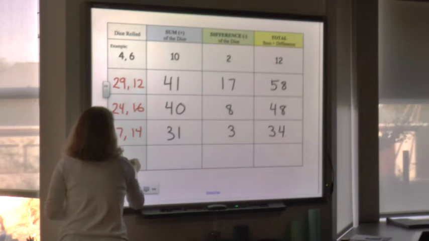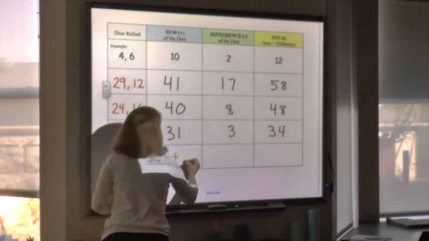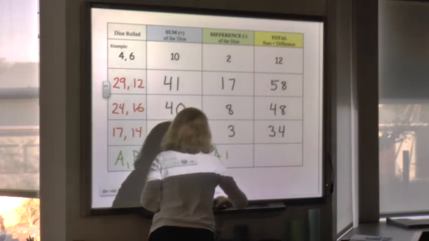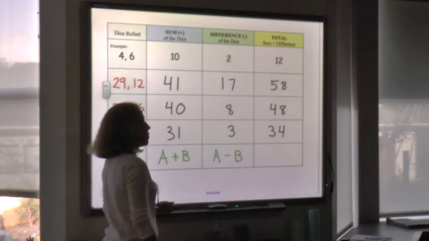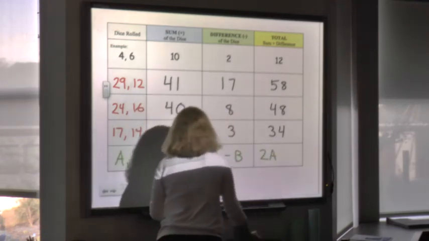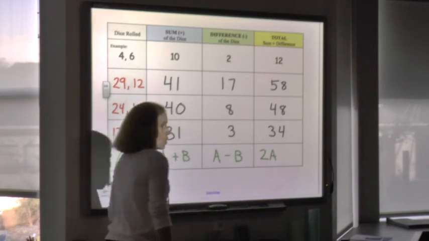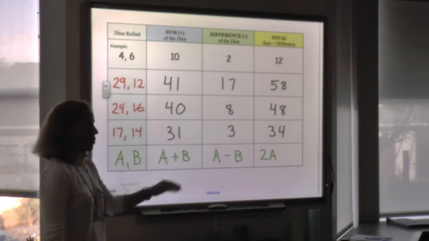If my roll is an A and a B, here I'm adding them, here I'm subtracting them, here I'm combining them. So let's combine them. A plus A is 2A. Plus B minus B is 0. So our second graders are pulling out that pattern, and they can see that they doubled the number.